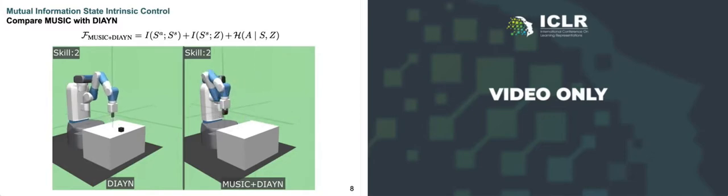On the right side, we have MUSIC plus DIAYN. With the MUSIC objective, the agent can learn to control the object, and further with the DIAYN reward, it can learn to move the object into random locations, depending on the input skill option.